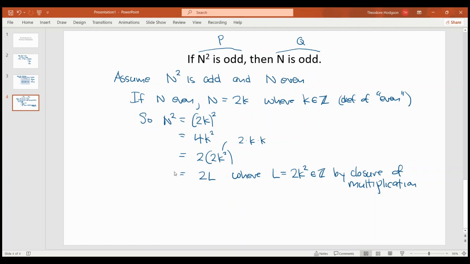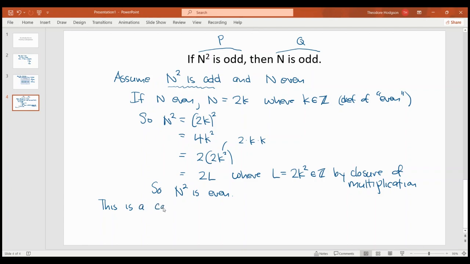Let's think about what we just said. We've got n squared equals 2 times some integer. So by definition, n squared is an even number. But what did we assume up here? We assumed that n squared must be odd. n squared cannot both be even and odd. An integer is either one or the other. So this is a contradiction.